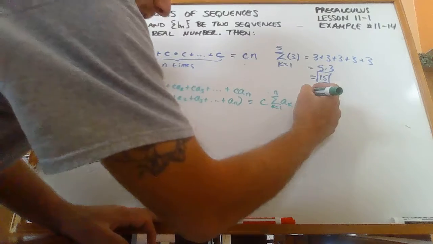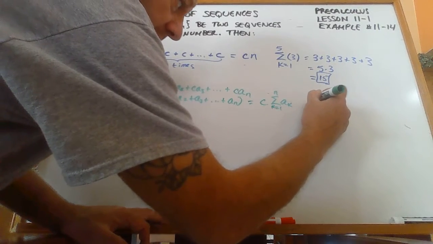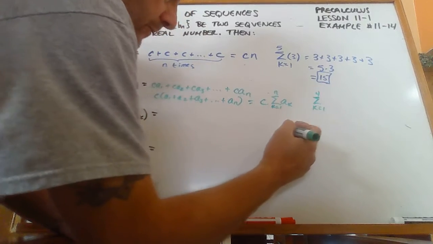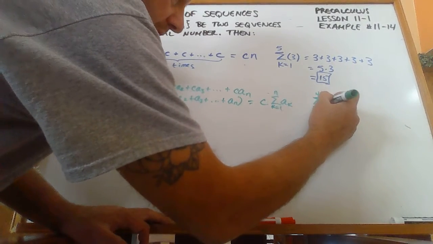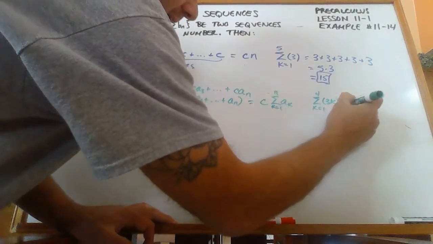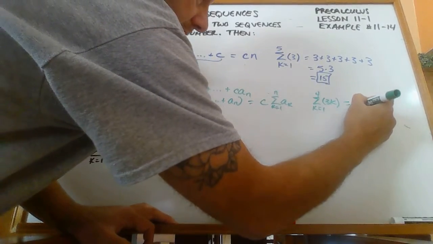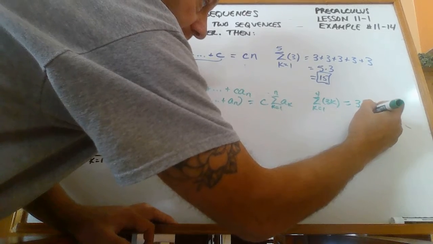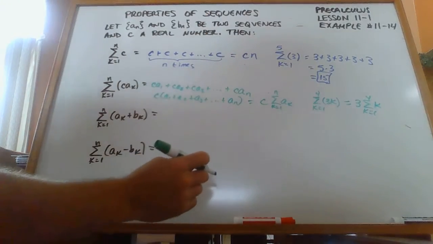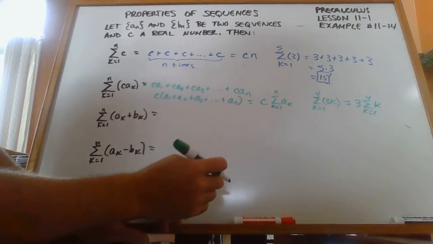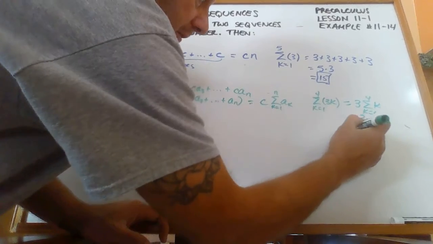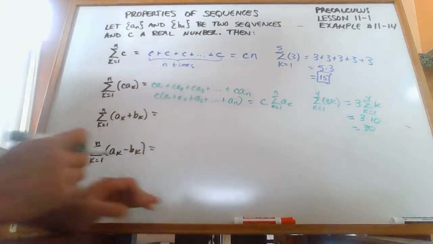So if I have something like find the sum from k equals 1 to 4 of the 3k's, I can take out that 3 and just find the sum from k equals 1 to 4 of the k's. So that would be 1 plus 2 plus 3 plus 4. That would be 10. So this would be 3 times 10, which would be 30.